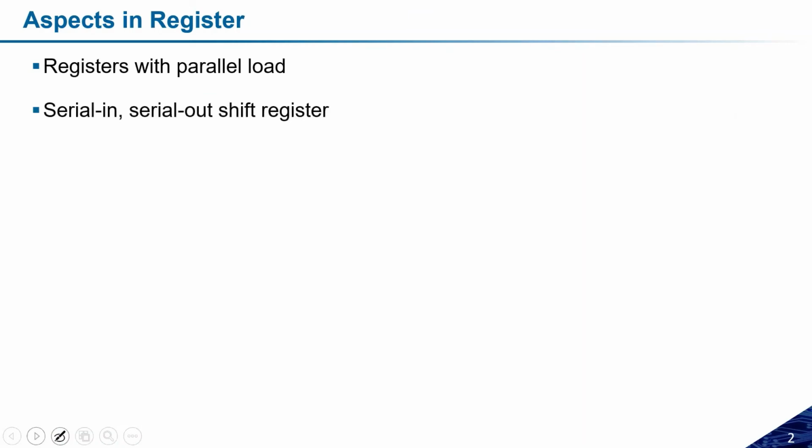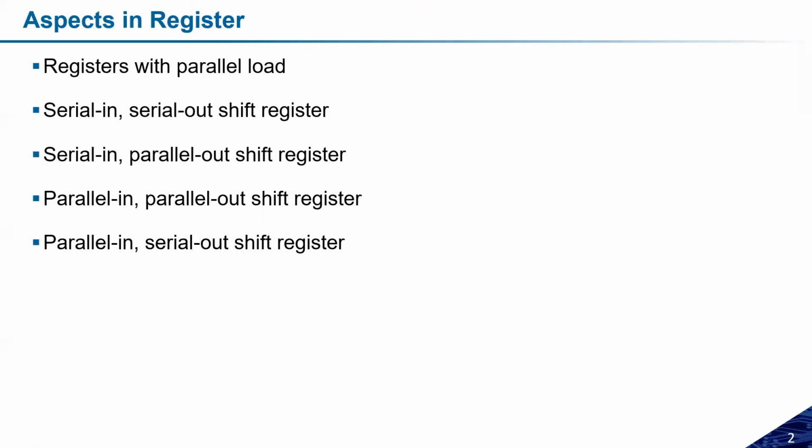Before we move ahead, we need to consider some of the aspects in the register. Some of the registers are like register with the parallel load. There may be some registers where we can have a serial input and serial output shift register. What is the shift register? I will tell you. There could be serial input and parallel output. There could be parallel input, parallel output, and parallel input, serial output kind of combinations. So we can have these kinds of registers.